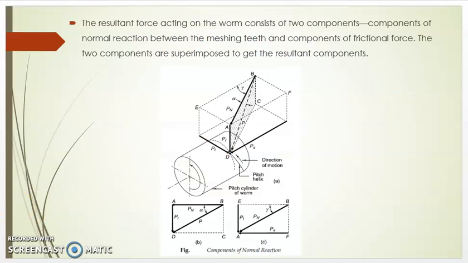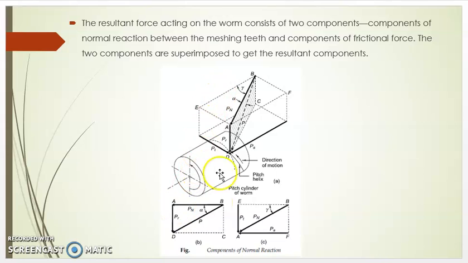The resultant force acting on the worm consists of two components: components of normal reaction between the meshing teeth and components of frictional force. The two components are superimposed to get the resultant components. Now this diagram shows the components of normal reaction. This is the pitch helix, and the direction of motion is anti-clockwise.